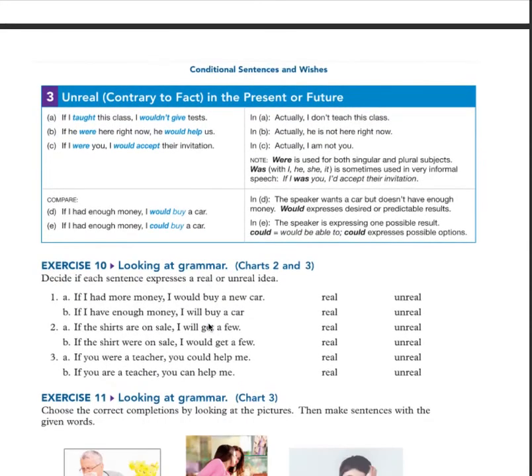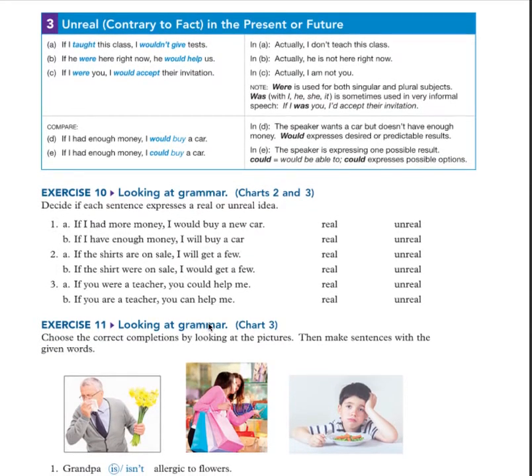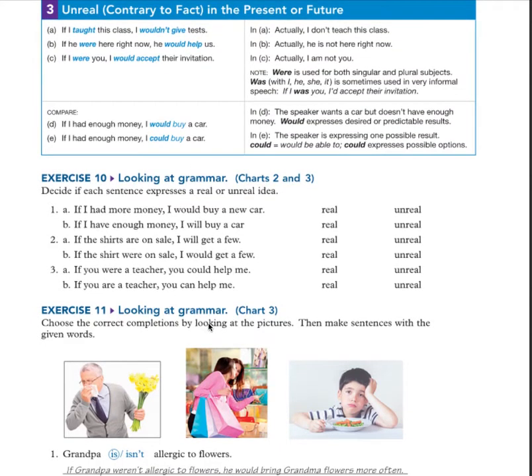So let's go to page 430, chart 20-3. On chart 20-3, this is unreal, contrary to fact in the present or future. There's a very important footnote here, ladies and gentlemen, that we're going to look at in a minute. Okay? It goes against everything that we've been taught in grammar as far as verb form usage for first, second, third person, singular and plural. Okay, with the verb be. But let's look at A, B, and C.